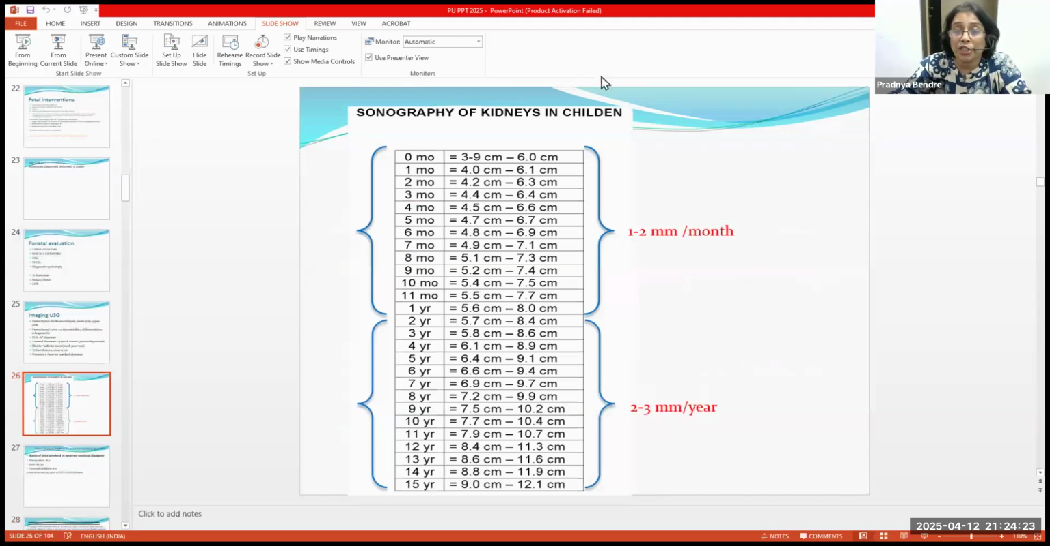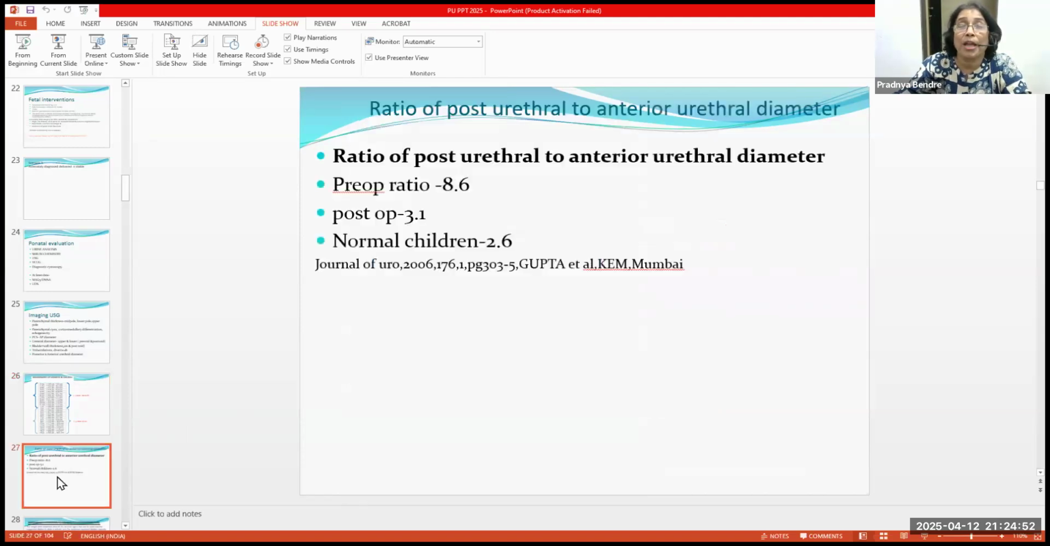Sonography of the kidney, this is just for reference, but the majority of people do not give such details. But it is very important to know the renal growth, because the first year is the maximum growth of the kidney. The kidney grows by 1 to 2 millimeters every month, and that is why whatever interventions we are doing are very important, because we are doing them in the fastest growing time. This is about the ratio.